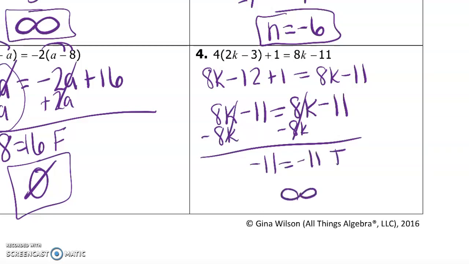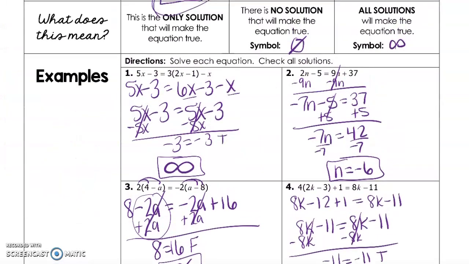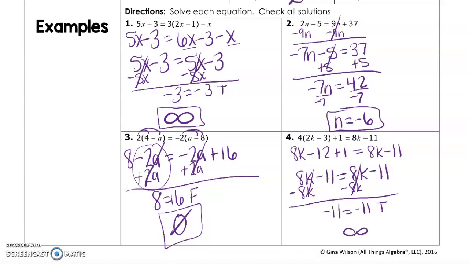So infinite solutions. All right, so again, just to kind of wrap up what this means, you'll still solve all of these like normal. So some of them, your variables will not cancel. If your variables do cancel, you'll either have a true statement or a false statement. If your statement is true, it means you have infinite solutions. If your statement is false, it means you have no solutions.